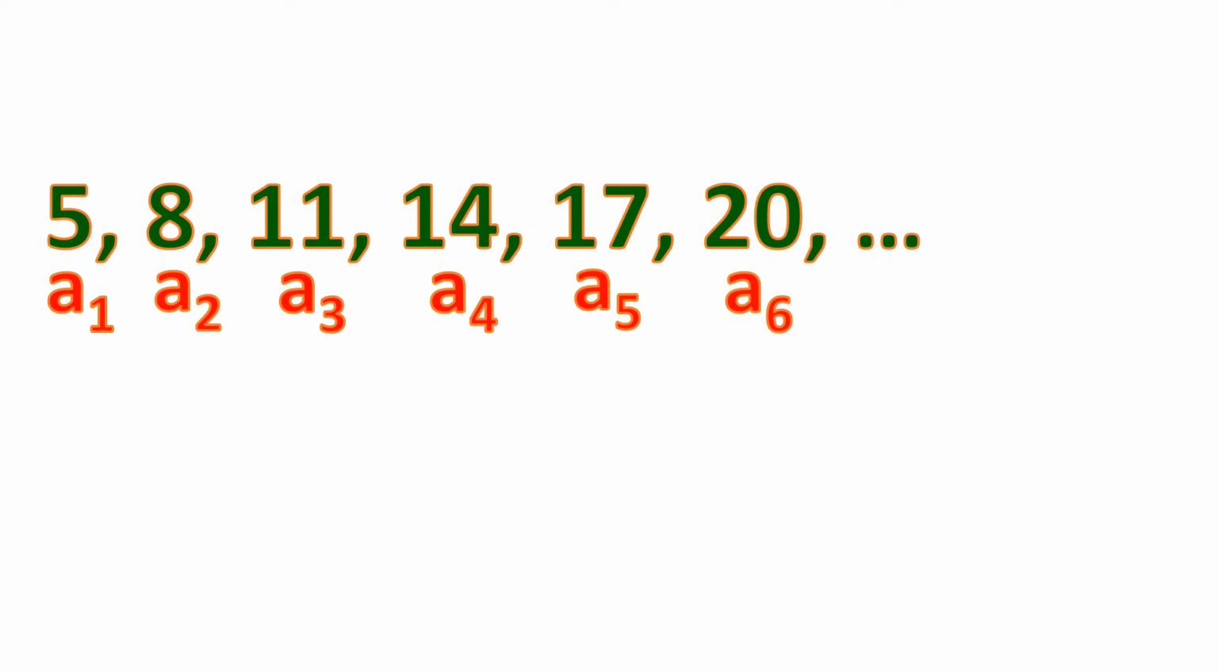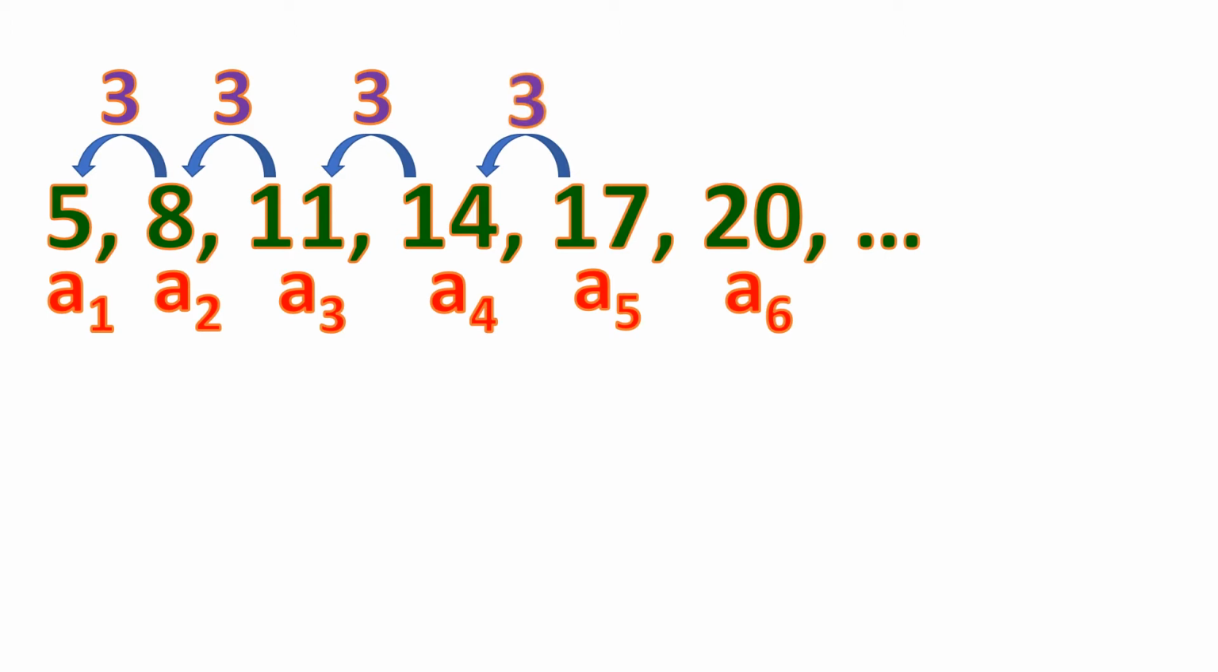And notice that if you subtract the second and the first term, you will get a difference of 3. And also the third term and the second term, which is 11 minus 8, it's also 3. 14 minus 11 is 3, and 17 minus 14 is also 3, and 20 minus 17 is 3. So they all have a difference of 3.